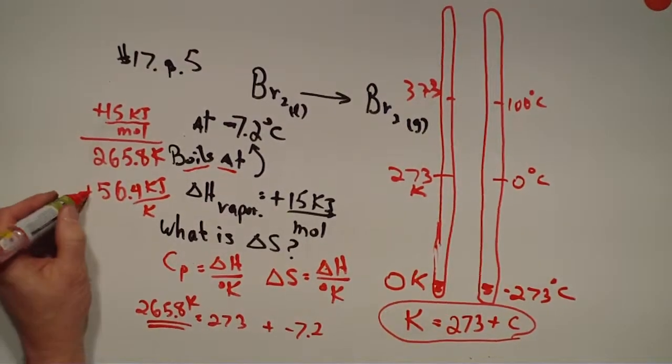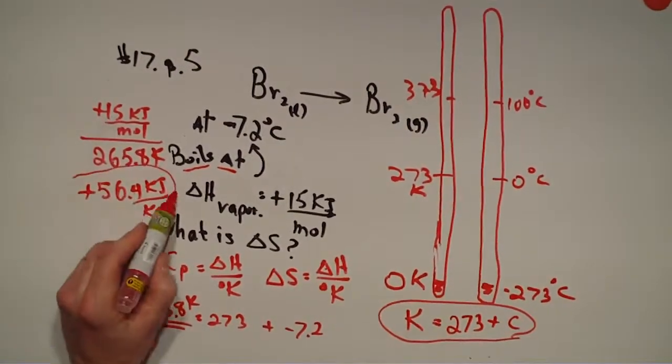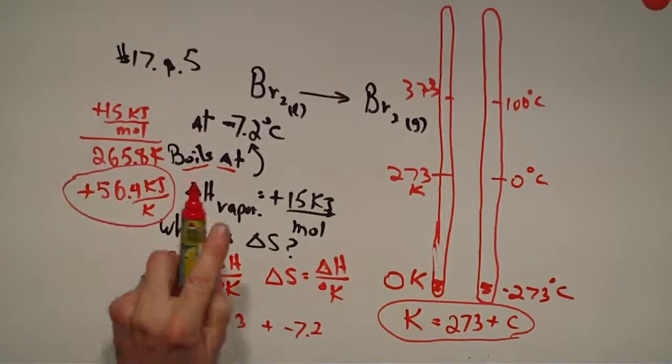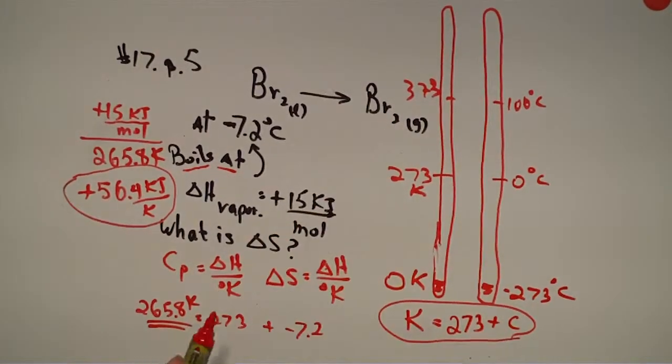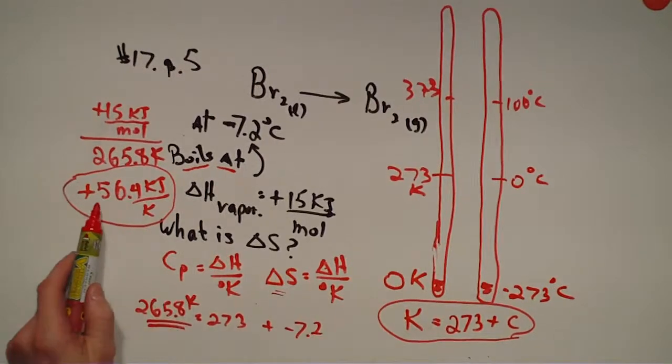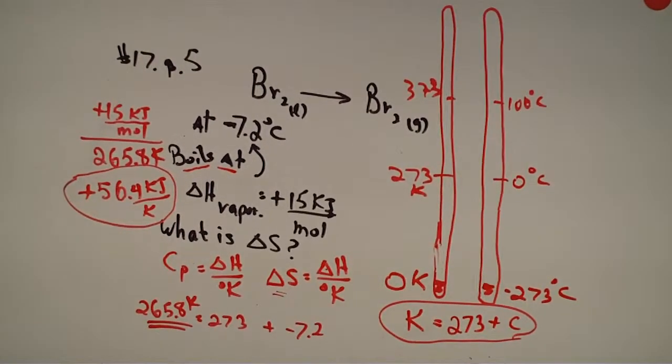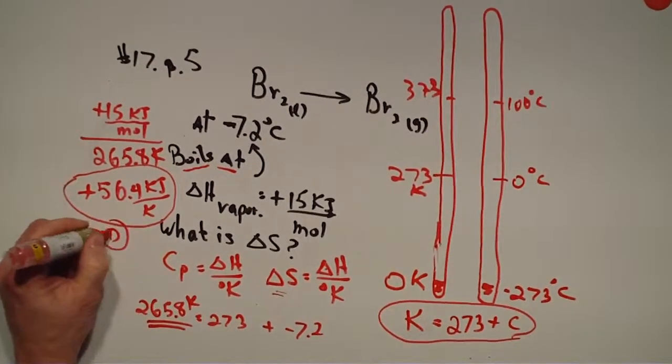And notice that's positive, which makes sense because we will have an increase in randomness. So the delta S here is going to be a positive value. And on the answer key, it's selection D.